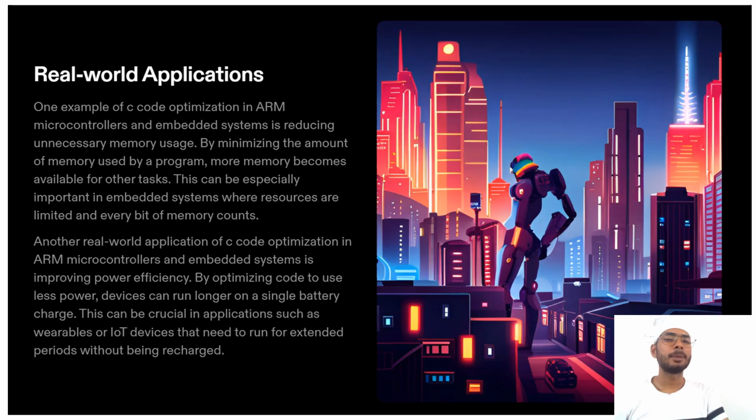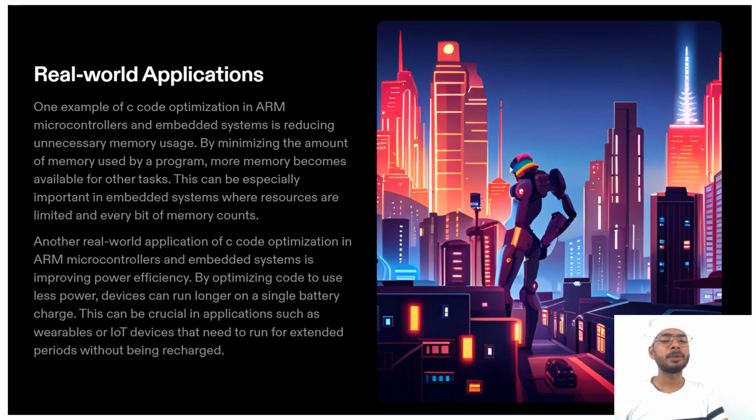Next slide, we have real-world applications. One example of C code optimizing in ARM microcontrollers and embedded systems is reducing unnecessary memory use. By minimizing the amount of memory used by a program, more memory becomes available for other tasks. This can be especially important in embedded systems where resources are limited and every bit of memory counts.